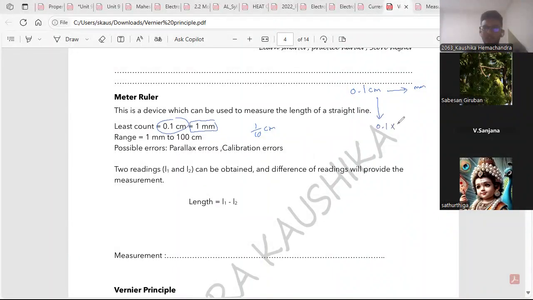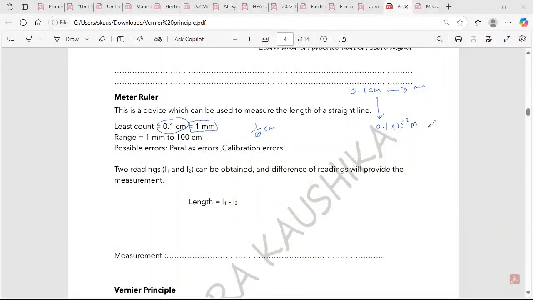0.1 centimeters to meters. That's 0.1 into 10 to the power minus 2 meters. Meters to millimeters. So that's 0.1 into 10 to the power minus 2 into 10 to the power 3 millimeters. Meter to millimeter is a greater value, so it's multiplied by 1000. You get minus 2 plus 3 plus 1. 0.1 into 10 to the power 1 millimeters. So that's 1 millimeter is the least count. So you can take it directly. 1 centimeter is 10 millimeters. So 0.1 centimeter is 1 millimeter, right?